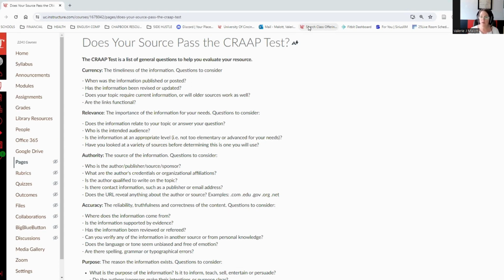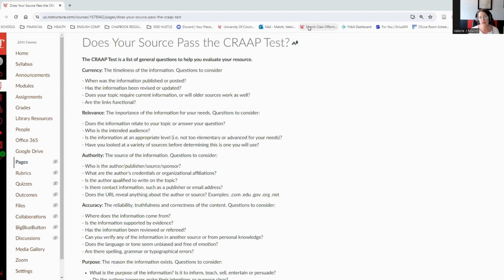So look for endings that end in .com or .edu or .gov or .org or .net. Edu, gov, and org, of course, are a little bit more reliable. Anybody can have a .com or a .net, but you have to be a particular type of person to have those .edu, .gov, and .org endings on the URLs.